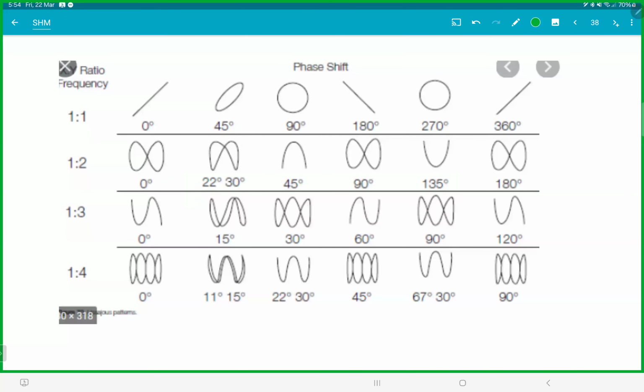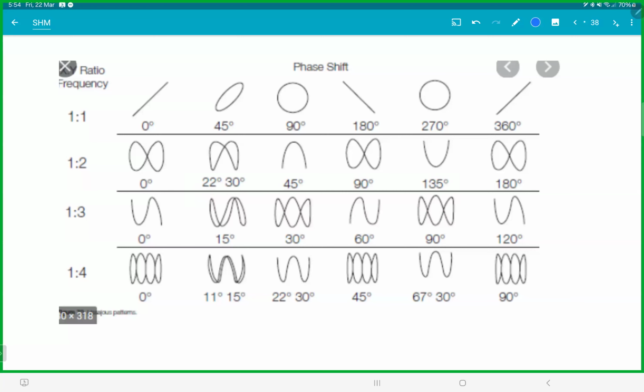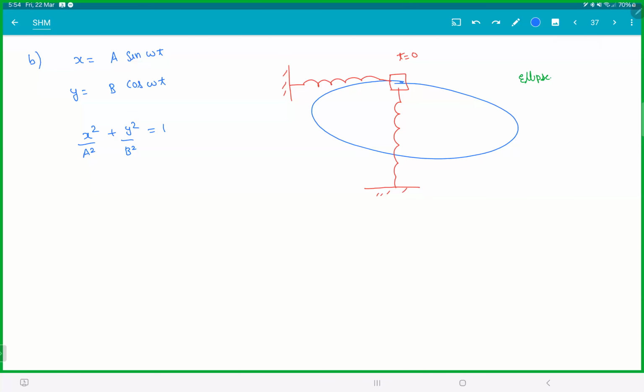So it'll be root over a square plus b square, the maximum distance from the mean position. Or you can take it as, if you're starting from here, whichever is... what is the maximum distance here? So what is the mean position here? Mean position is this guy. This is your starting point. So basically you can say this is your amplitude, which again looks like root over a square plus b square.